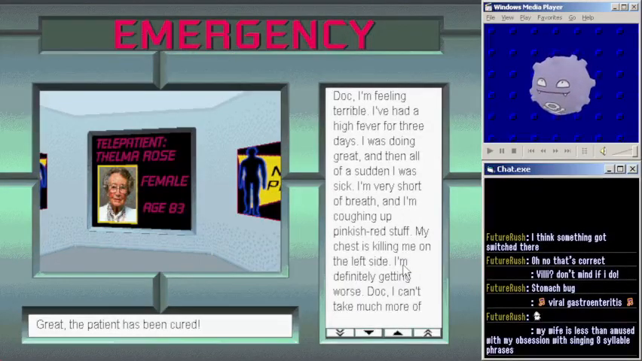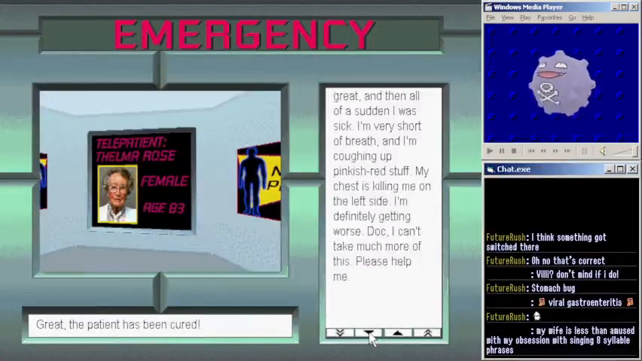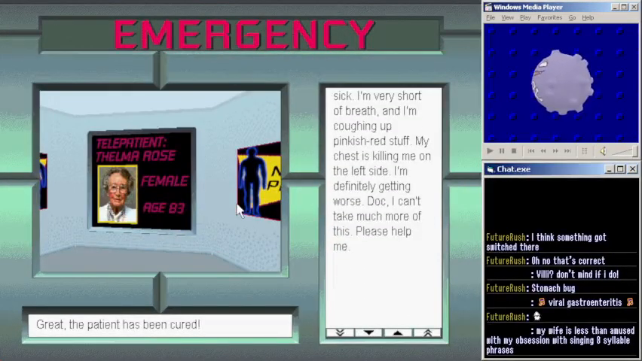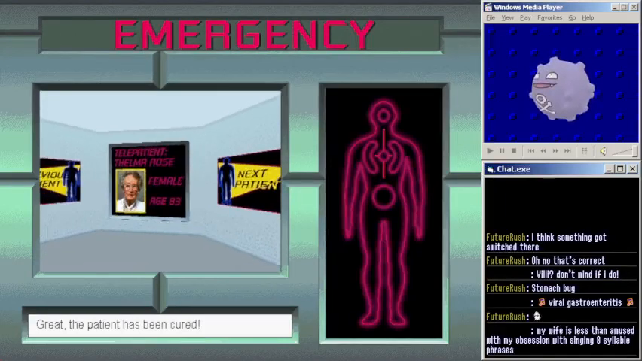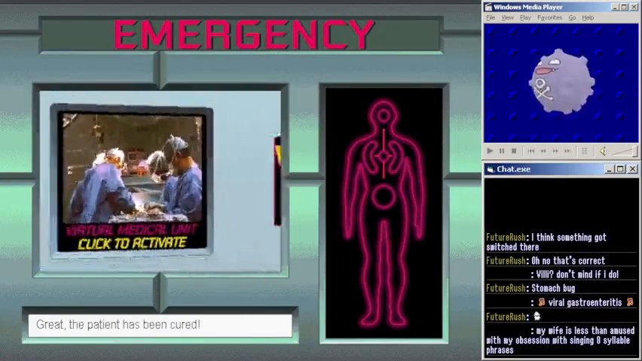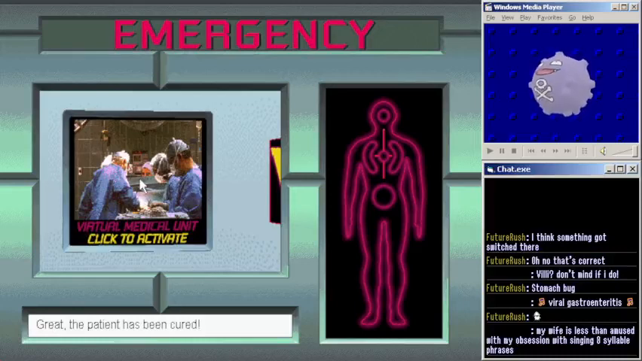With my obsession with singing eight-syllable phrases. Oh yes, we're well aware of that though, aren't we? Chest killing on left side. I'm definitely getting worse. Doc, I can't take much more of this. Please help me. Well, you're 83 years old. Maybe it's just your time to go. Nah, we can fix this. We can fix anything, thanks to the wonders of modern medicine.